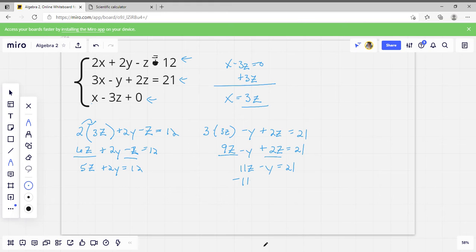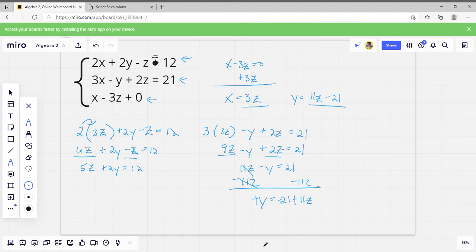And then minus 11z. Now I have negative y equals 21 minus 11z. And now I can just change the sign on all of these, so I just multiplied the whole thing by negative 1. So now I've got y equals negative 21 plus 11z. Or we could write that the other way, which would make more sense: 11z minus 21.